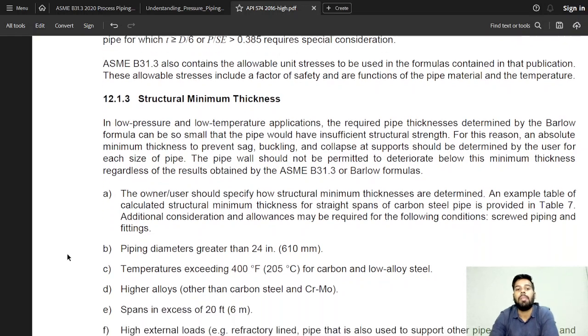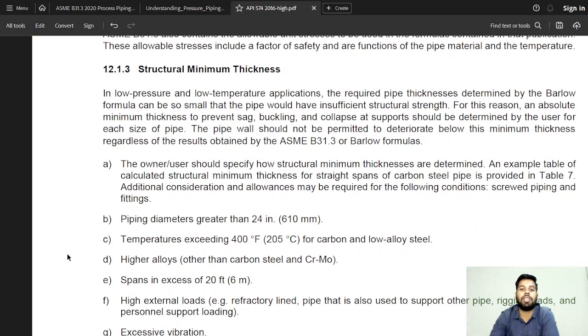Structural minimum thickness. In low pressure, low temperature applications, the required piping thickness determined by the simple Barlow formula can be so small that the pipe would have insufficient structural strength. For this reason, an absolute minimum thickness to prevent sag, buckling and collapse at the supports should be determined by the user for each size of pipe.